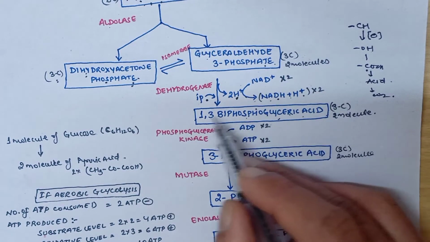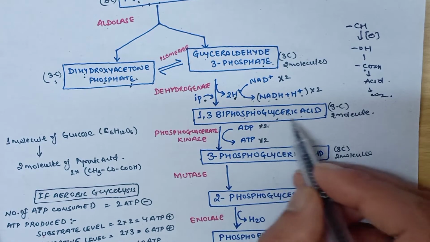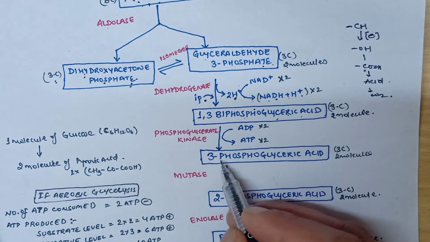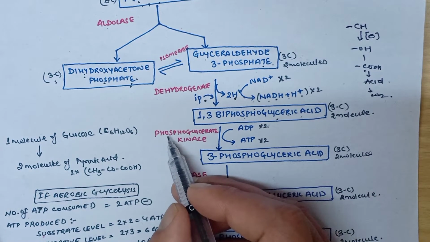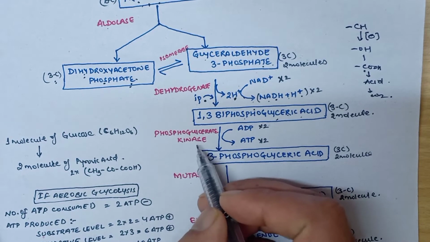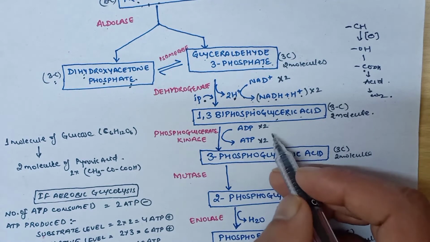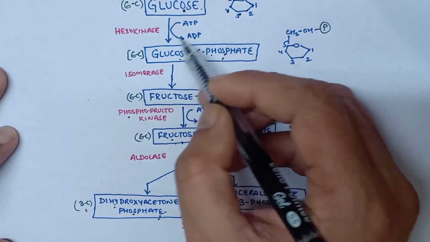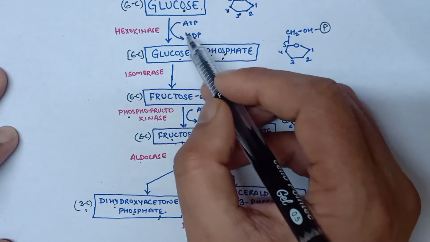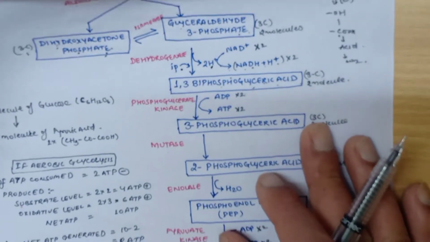Now 2 molecules of 1,3-biphosphoglyceric acid get converted into 3-phosphoglyceric acid in the presence of the enzyme phosphoglycerate kinase, where ADP will be converted into ATP. So now the ATPs are being generated. In the initial phase ATP was being invested. So initially ATPs were being invested. Now ATPs are being produced.